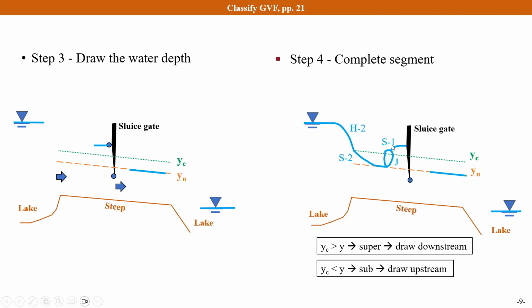After the hydraulic jump, the water depth should increase to approach the water depth before the sluice gate. After that, let's take a look at the control point at the bottom of the gate.